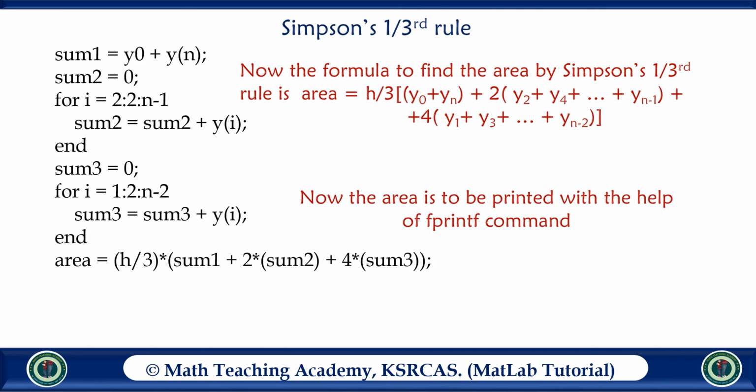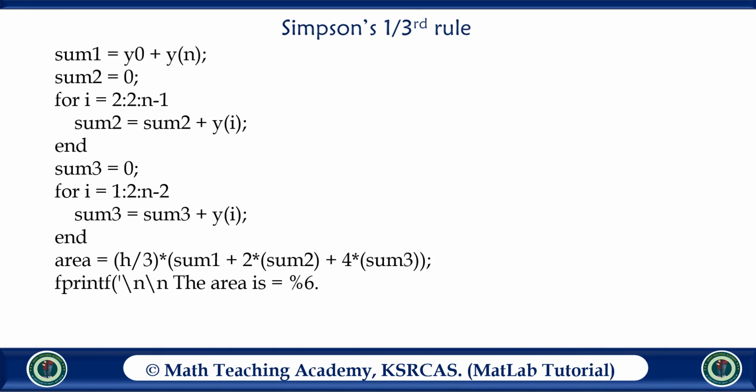Now the area is to be printed with the help of the fprintf command. So fprintf backslash n, the area is equal to percentage 6.4f, area.